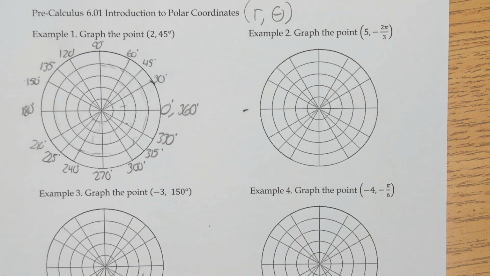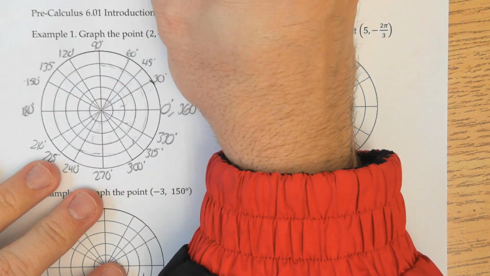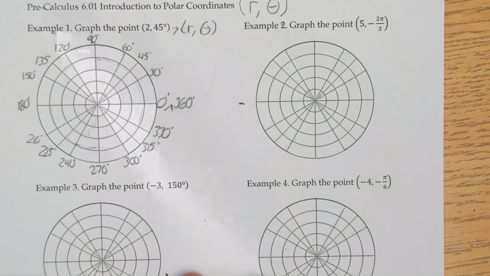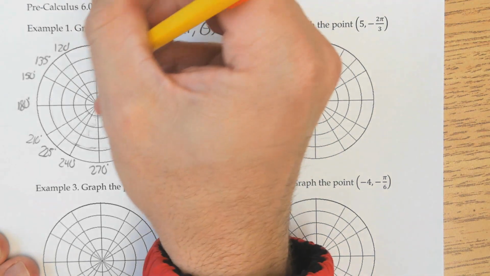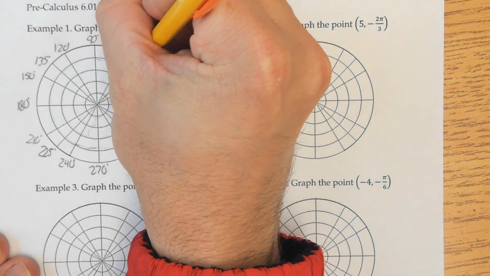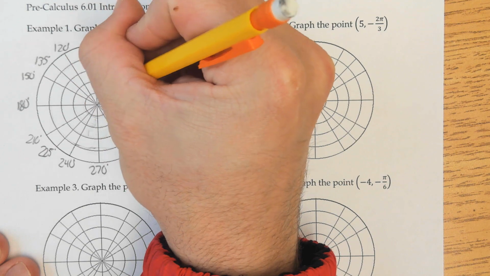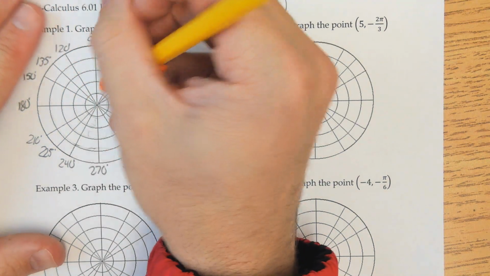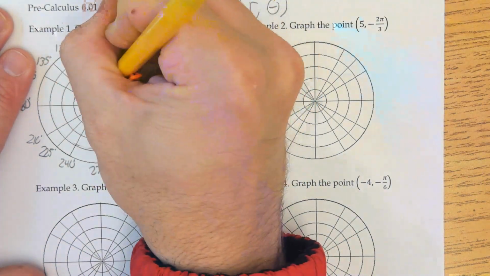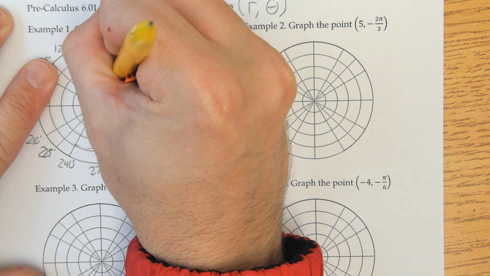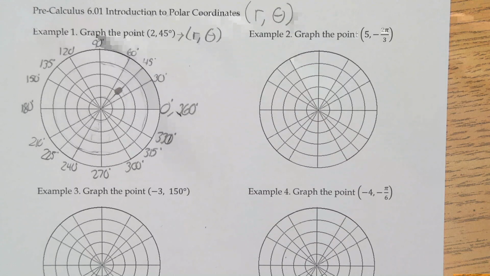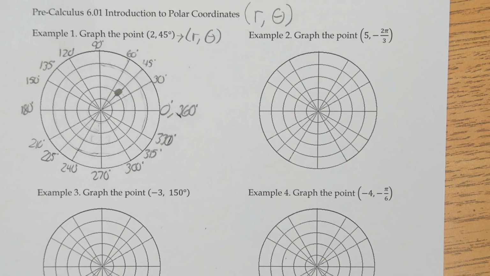Okay, so let's go ahead and graph this first one here. This is in the form of (r, theta). It says 2, 45 degrees. So I'm going to go to my 45 degree spoke here, and from the origin, I'm going to go up 2 rings: 1, 2, because r is 2. Graph that point. And if you want to erase the spoke, you can. I do, it's just easier that way. All right, and there you go.